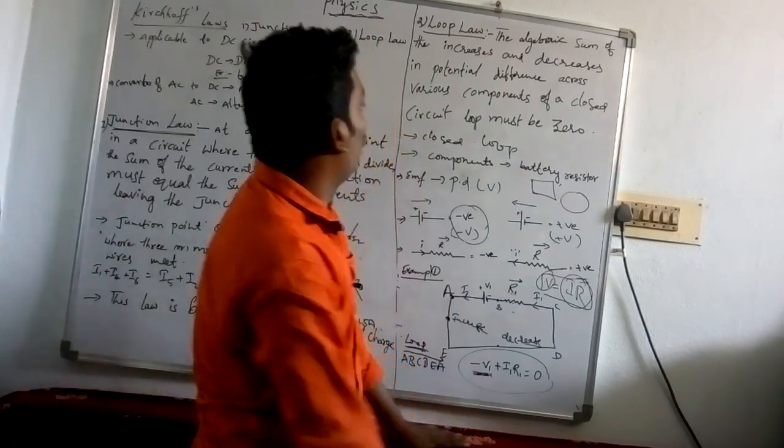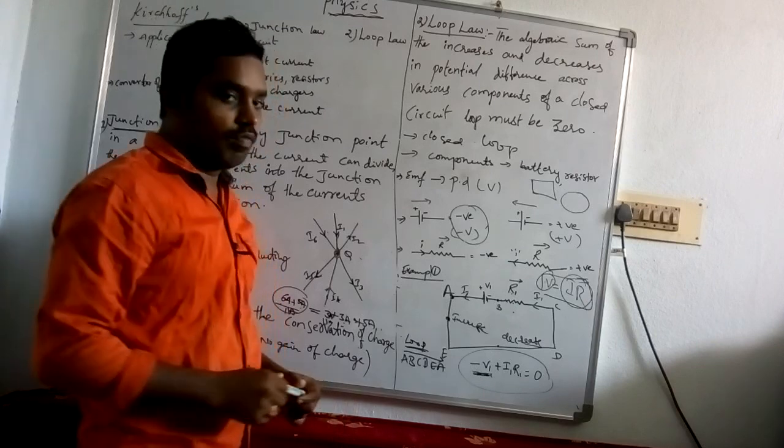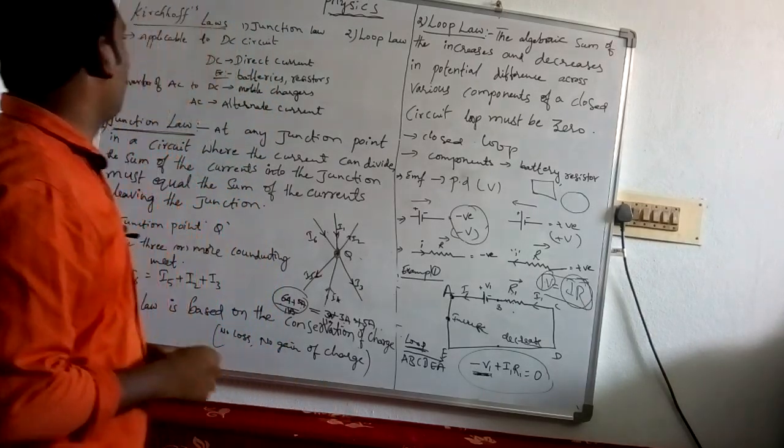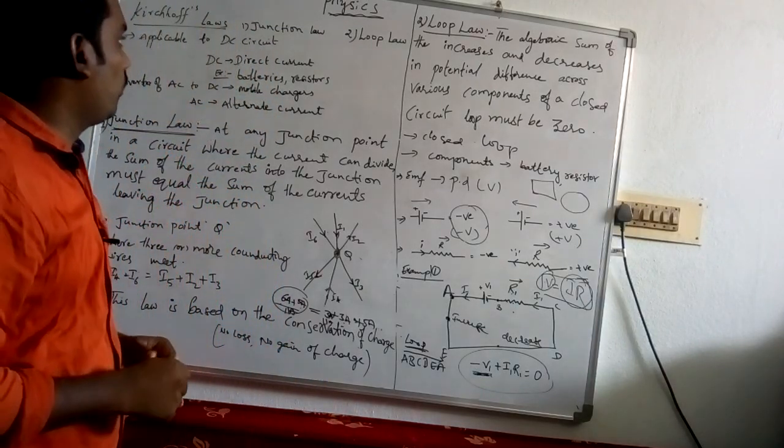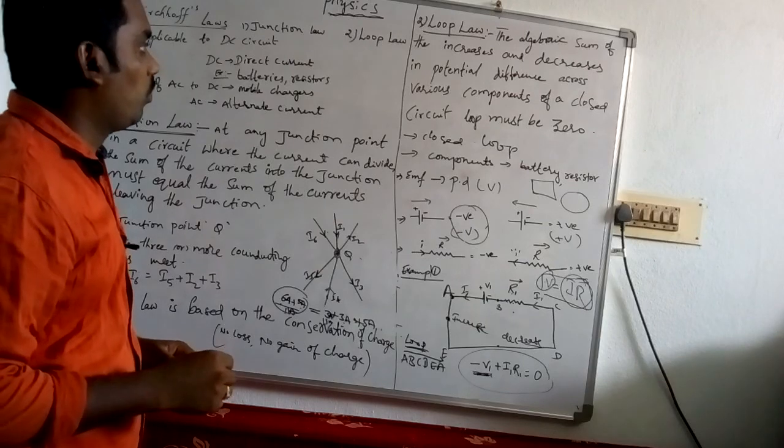This is the loop law. Kirchhoff's laws, we have two laws. One is the junction law and the other is the loop law.